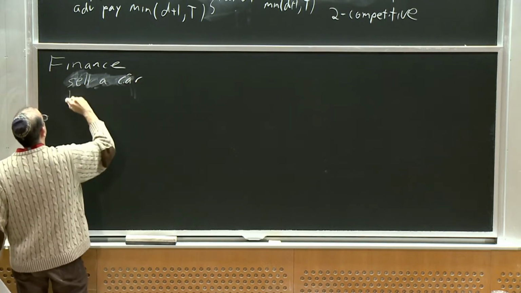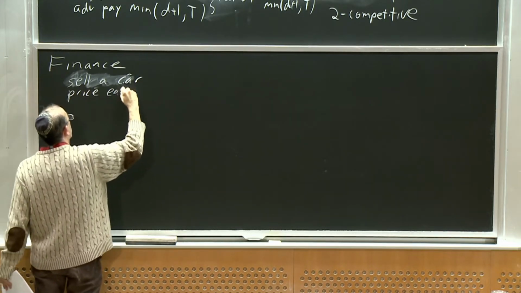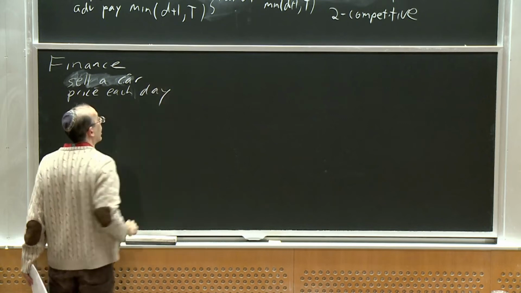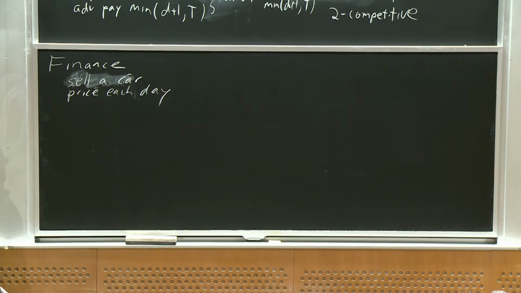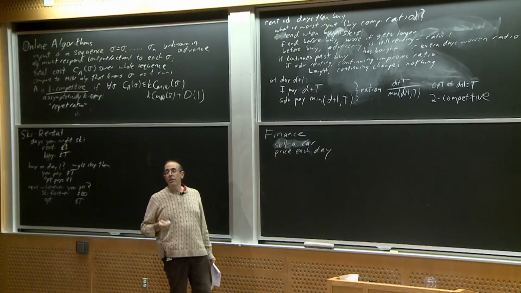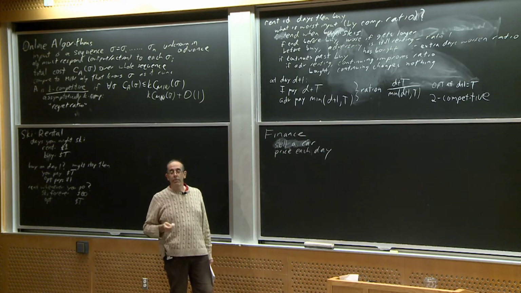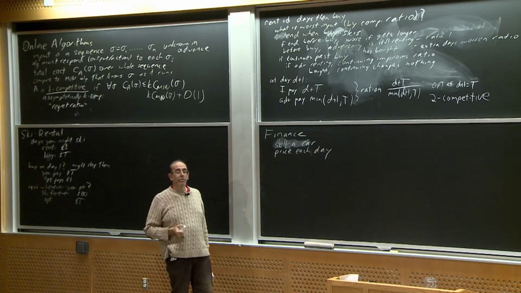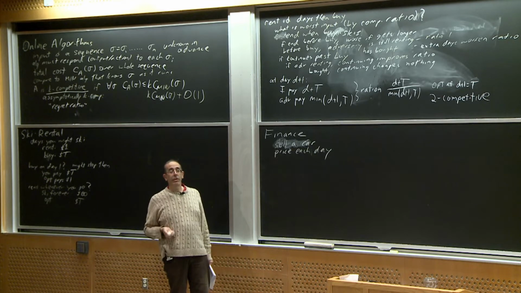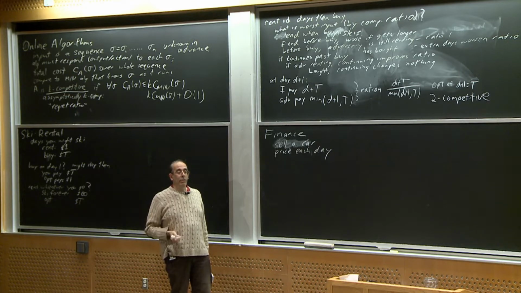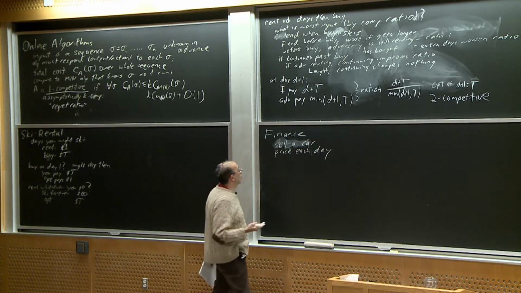We want to sell a car. We have a price each day when we could sell the car or not sell the car. And our goal is to make good money off of selling the car. What should we do? Now, as stated, we can't really achieve anything useful. Okay? Any day that I sell the car, the next day the price could become infinite. Okay? So we need to refine the statement of the problem a little bit.